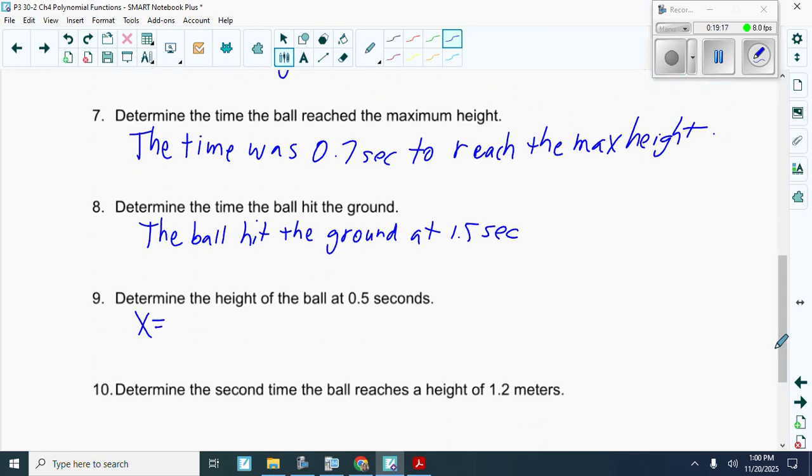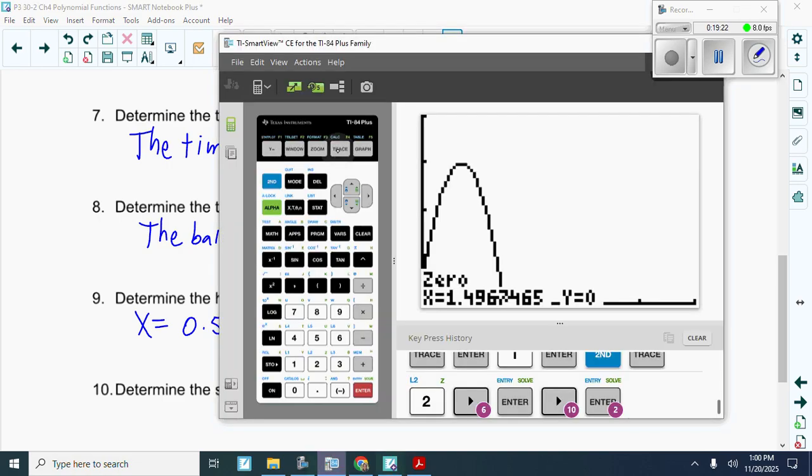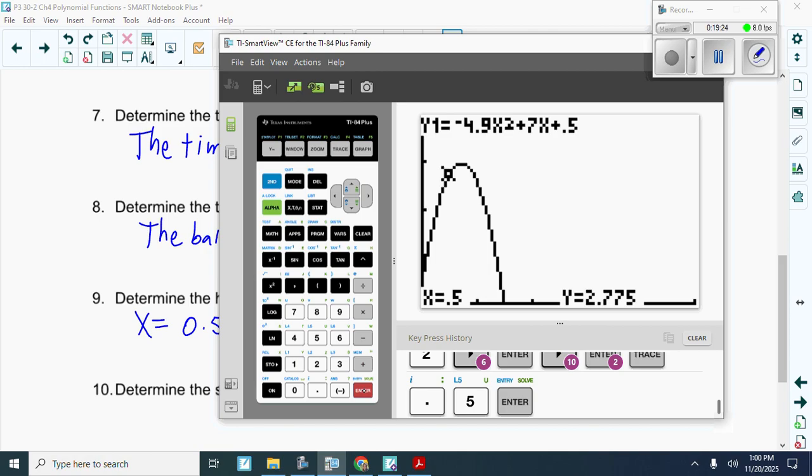Determine the height of the ball at 0.5 seconds. Okay, so with your calculator, you can do trace 0.5. At 0.5 seconds, the height of the ball is 2.8.